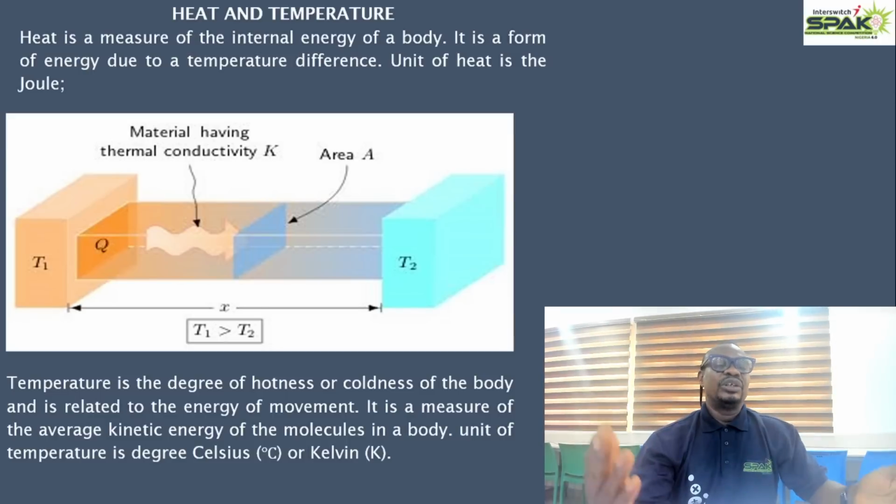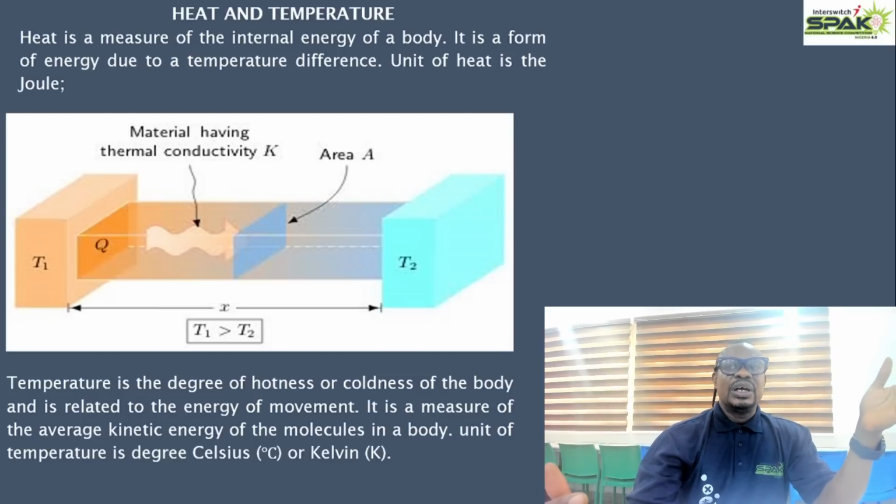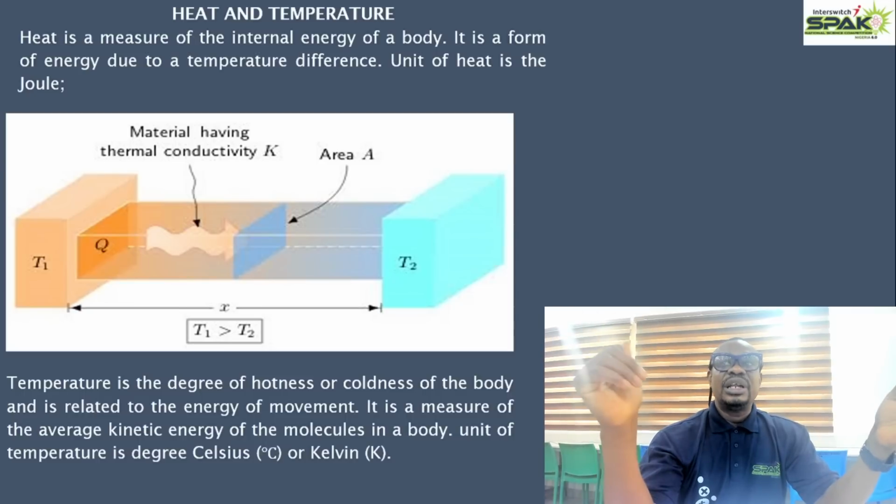If there is no temperature difference, there won't be any flow of heat energy. So if you have a temperature of, let's say, 50 degrees Celsius, and you have another point, let's say 100 degrees Celsius, that means there is going to be a flow of heat energy because there is a temperature difference. There will be a flow of heat energy from the point where you have a higher temperature to where you have a lower temperature. That means it will flow from 100 degrees Celsius to 50 degrees Celsius.